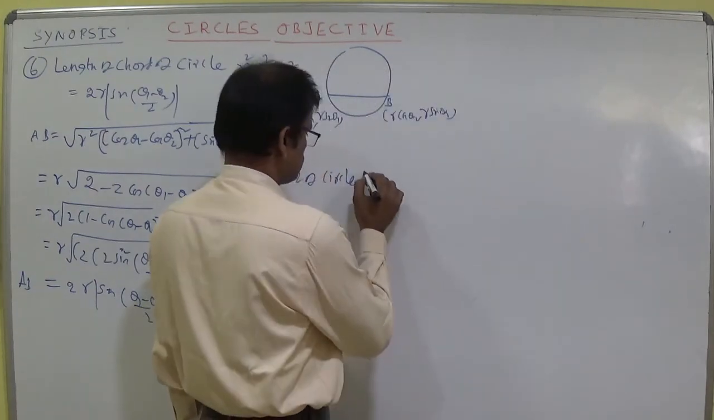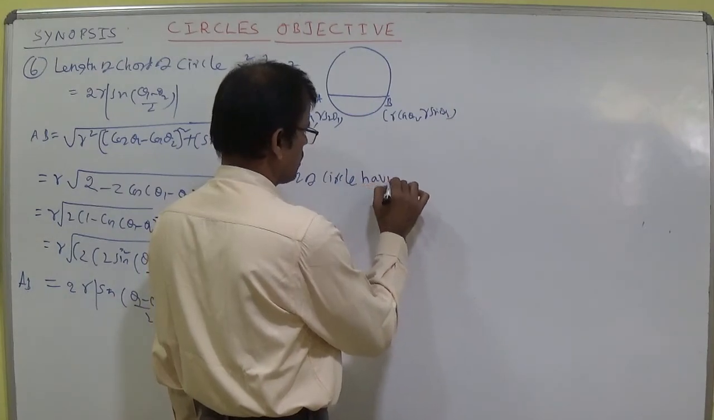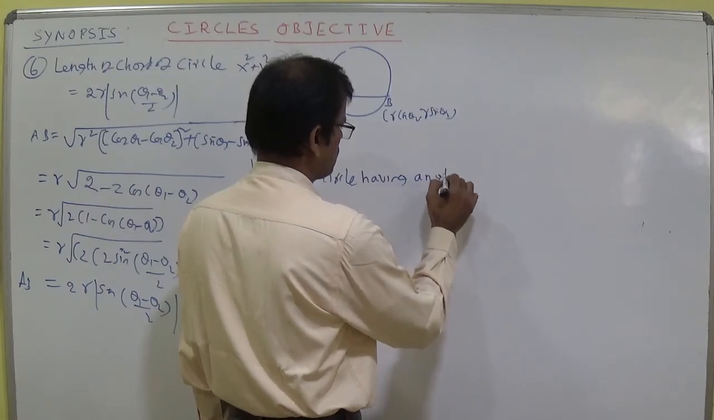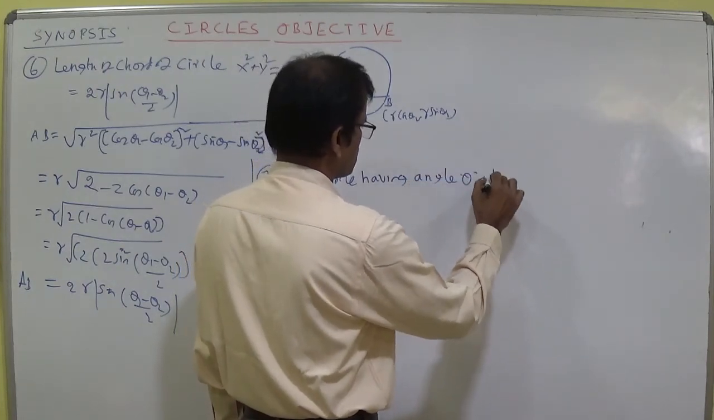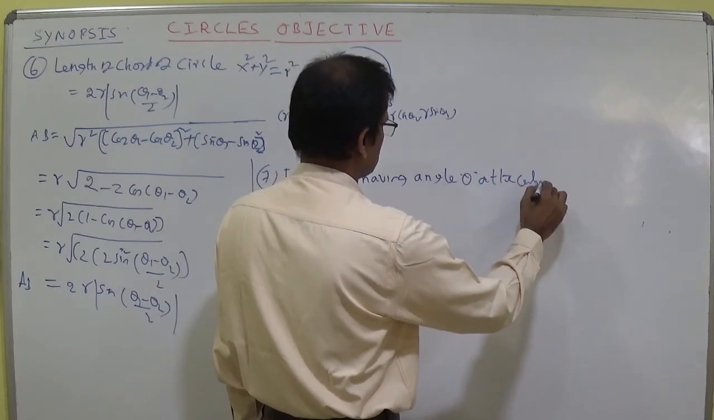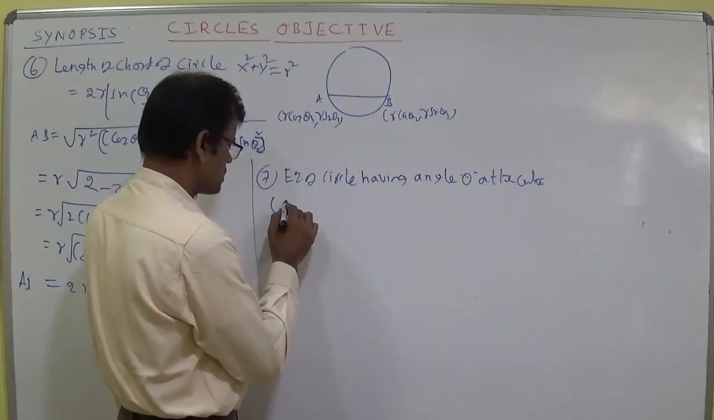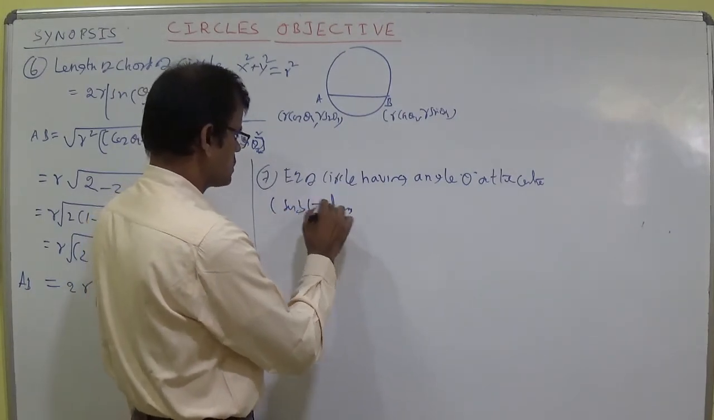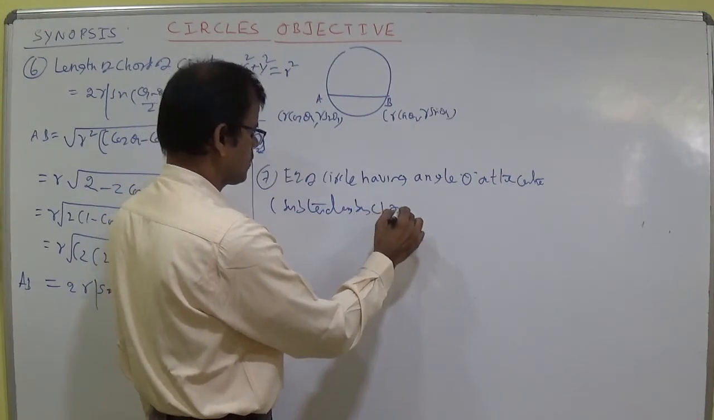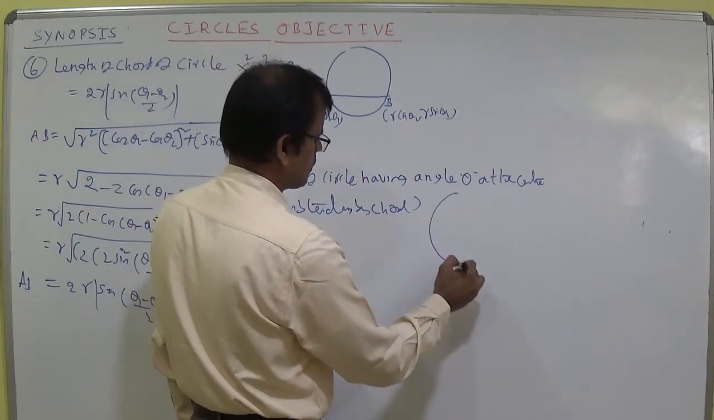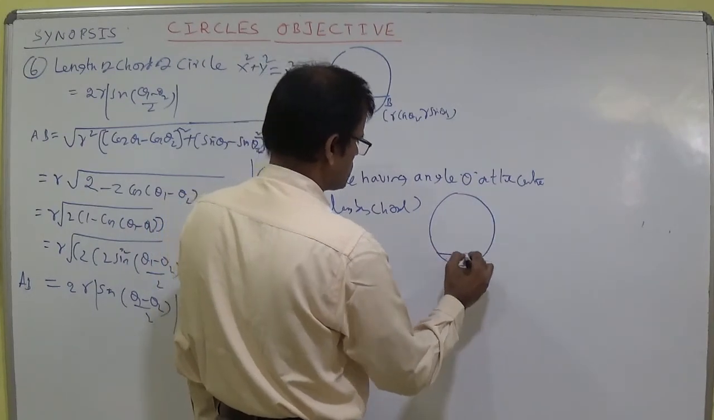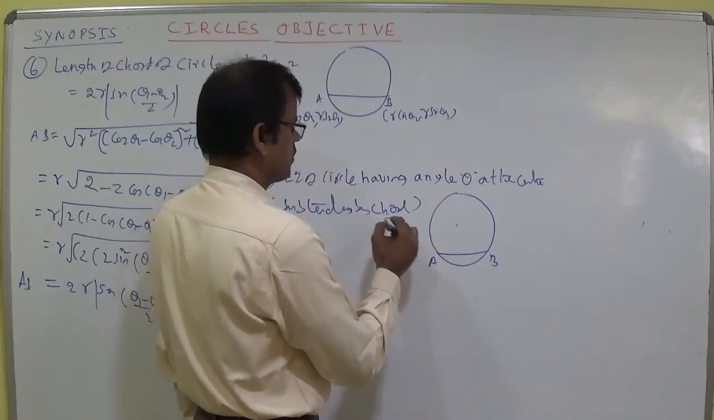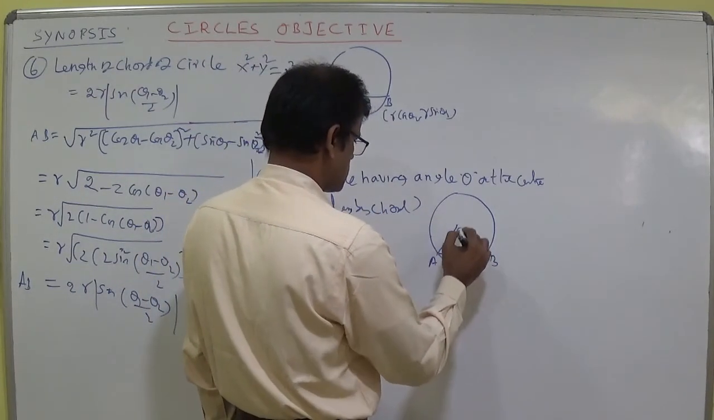Equation of locus of a circle having angle theta at the center, subtended by a chord. Draw like this. Put here A and B. The chord has angle theta at the center. Draw like this.